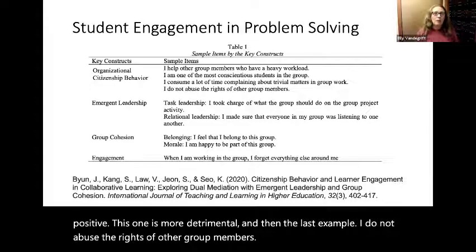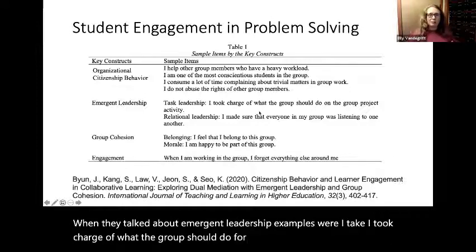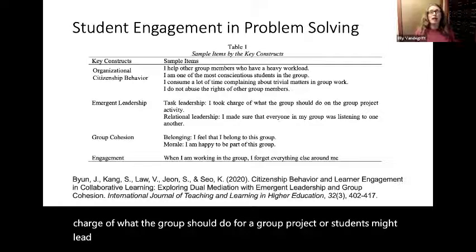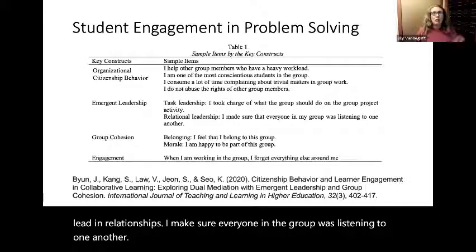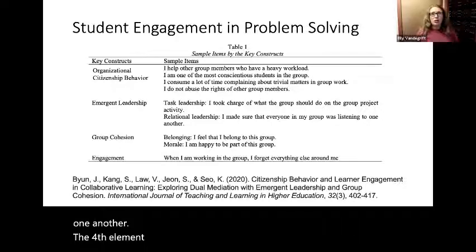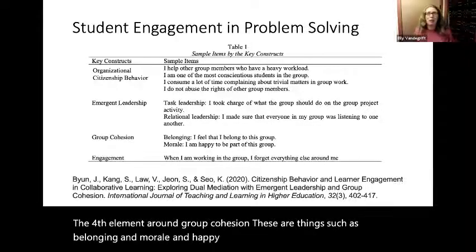When they talked about emergent leadership, examples were, I took charge of what the group should do for a group project, or students might lead in relationships. I make sure everyone in the group was listening to one another. The fourth element, group cohesion, covers things such as belonging and morale. I'm happy to be part of this group. I belong in this group.